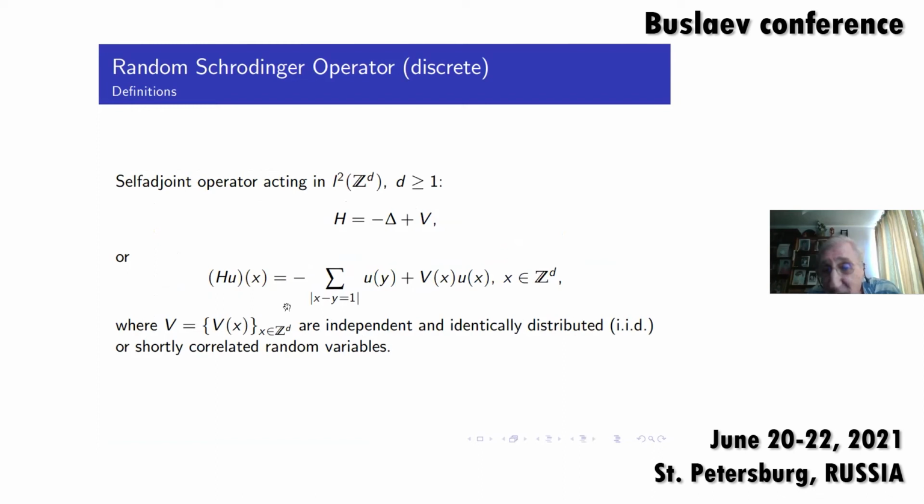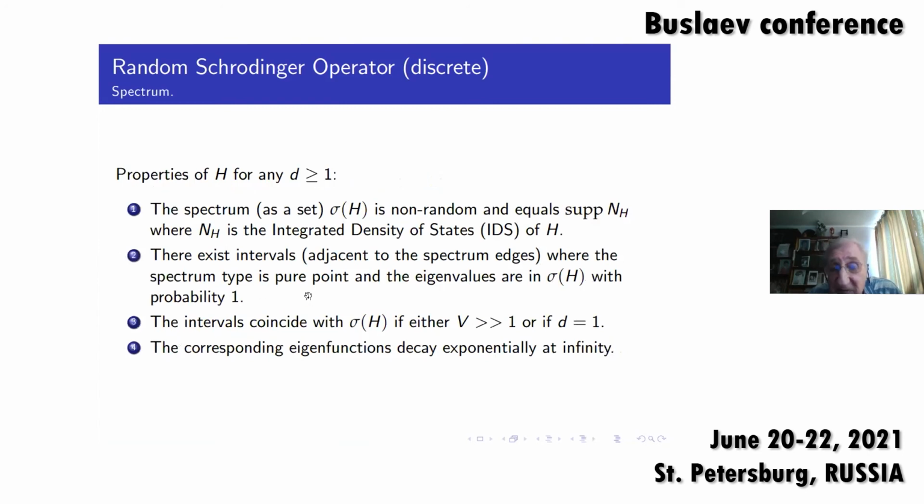for example, an alloy of copper and zinc, you have a completely different story. There are intervals where the spectrum is pure point, and the eigenvalues are dense in the corresponding intervals. The corresponding eigenfunctions decay exponentially, and are not Bloch functions. These intervals always exist if the random potential is not zero. If your potential is large enough, allow me not to explain what that means, or if you are in the one-dimensional case, then the whole spectrum is pure point. So you can't neglect this phenomenon, which is called Anderson localization.